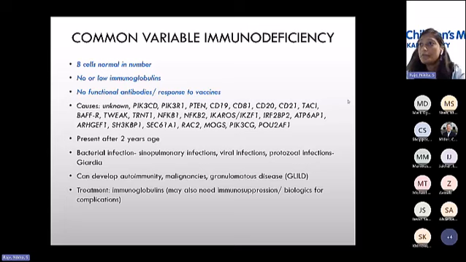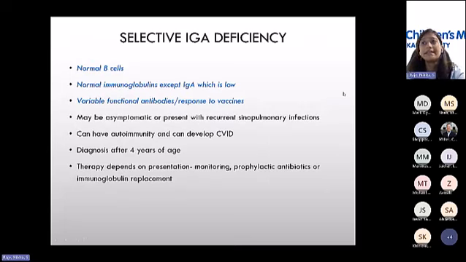Moving on, selective IgA deficiency. Here the B cells are normal in number, IgG, M, E are normal except IgA that is low. Because the other immunoglobulins are normal, they can have variable response to vaccines. Some of them can have normal response, some of them not. And so they can be asymptomatic or they may have infections. They can also present with autoimmunity and over time evolve into complete CVID.